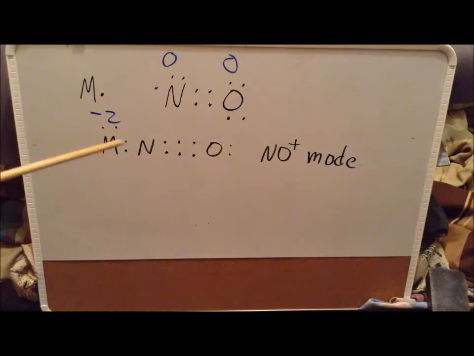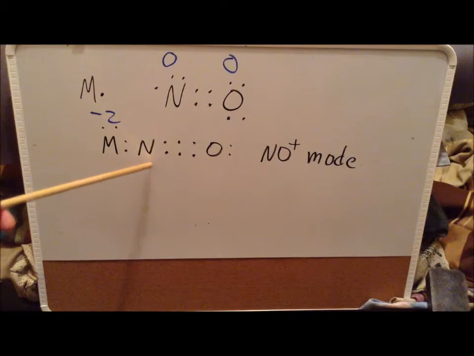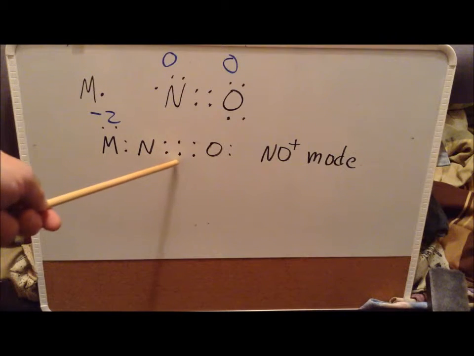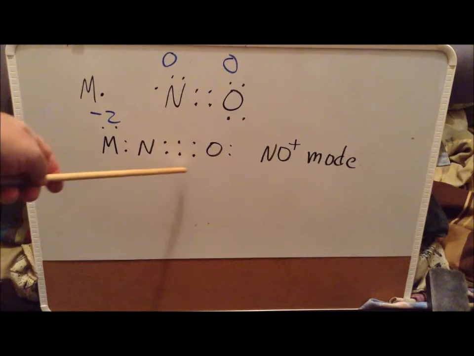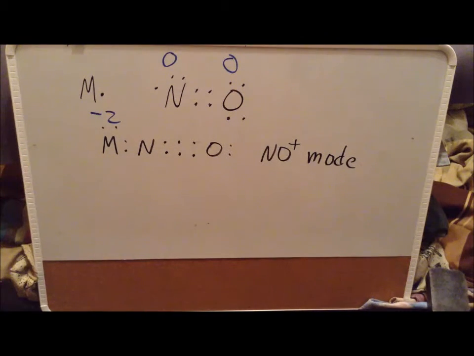The nitrogen has no lone pairs, but it has 2, 4, 6, 8 bonding electrons. So since there are 5 valence electrons for nitrogen, 5 minus 0 is 5, minus 1/2 of 8, which is 4, so we get a formal charge on the nitrogen of plus 1.